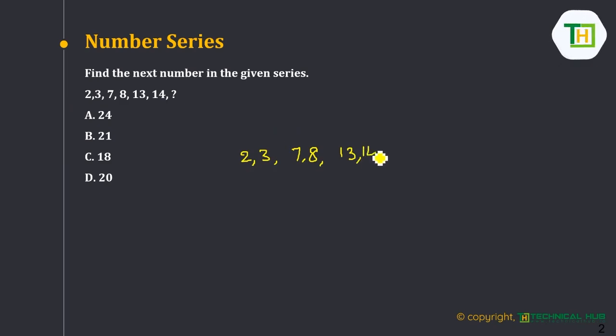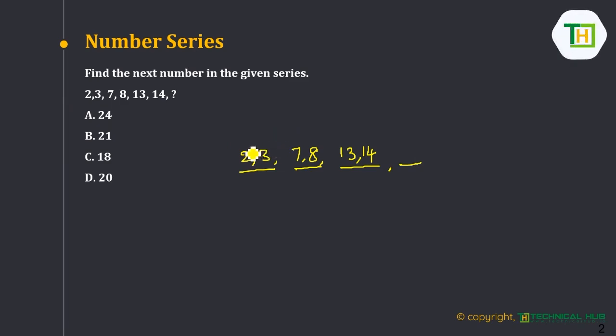Just by seeing the series, I can take these two numbers as a group, because 2 and 3 are consecutive numbers, 7 and 8 are consecutive numbers, and 13 and 14 are consecutive numbers. Next, I have to find the next number only. If I have one number, I can find the next as the consecutive number. But what should be the next number? I have to find the logic here.